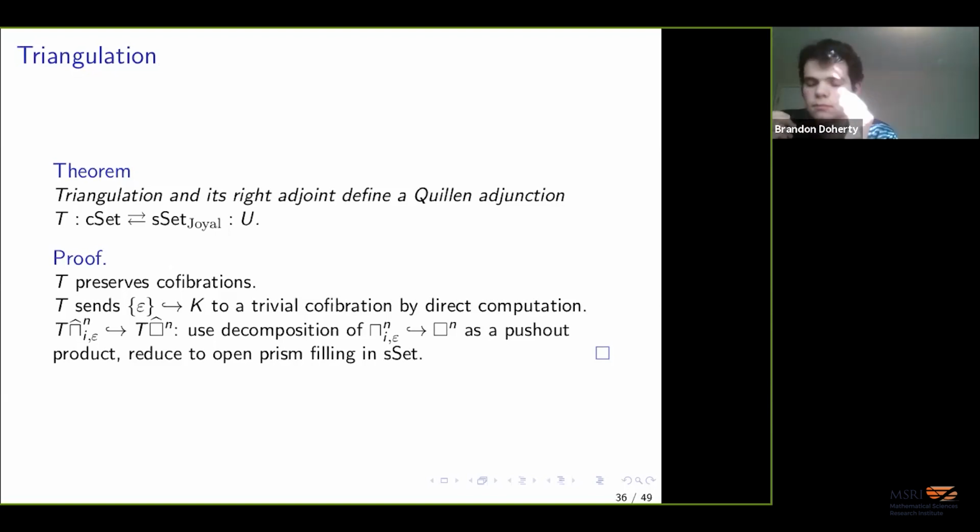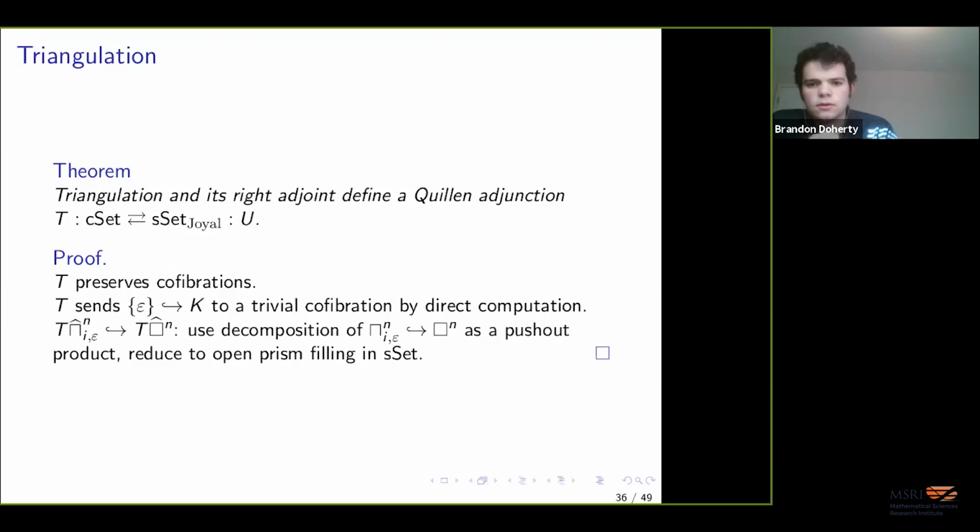So the last main topic that I will discuss here is the comparison between this model structure on cubical sets and the Joyal model structure on simplicial sets. So what we're going to show is that triangulation gives us a Quillen equivalence between the cubical Joyal model structure and the Joyal model structure. The proof of that requires some work.